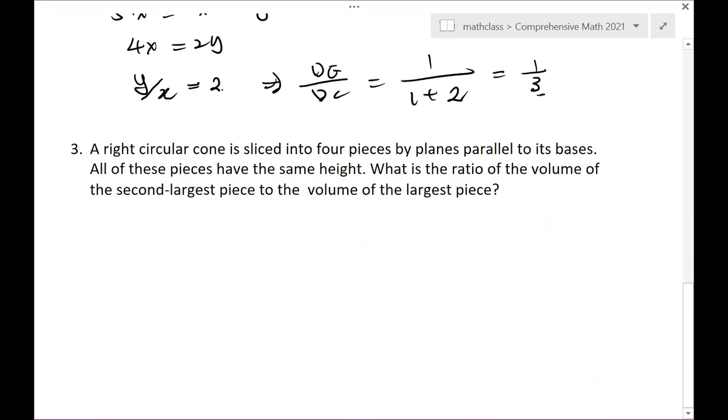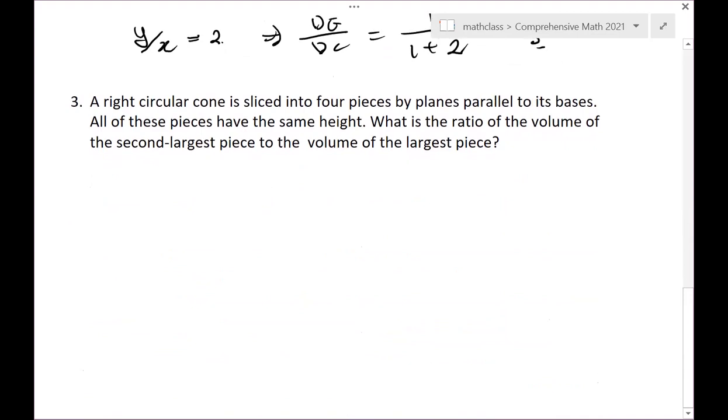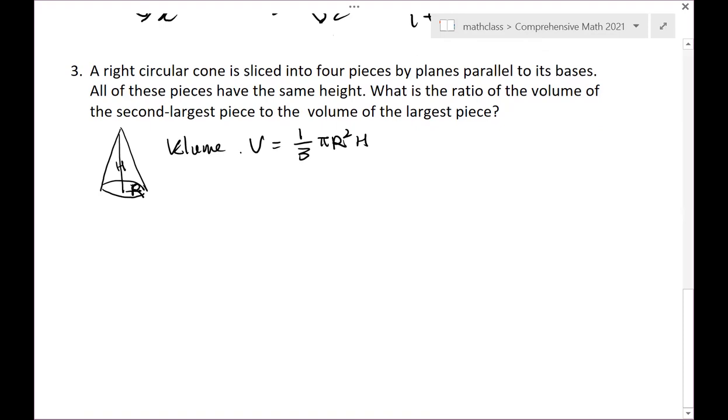So the last problem, the third problem. Before we talk about this problem, let's see how we find the volume of a cone. If we have a cone with radius R and height capital H, the volume V is going to be 1/3 of pi R squared times H. Okay, that is the volume formula. Now you have the picture.